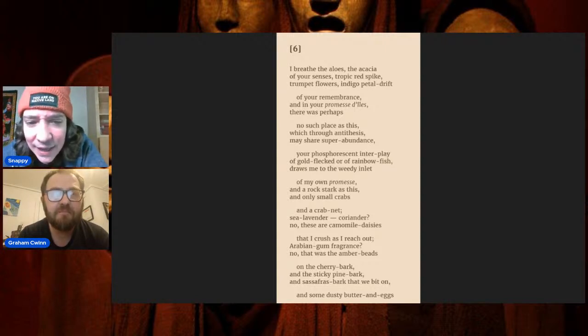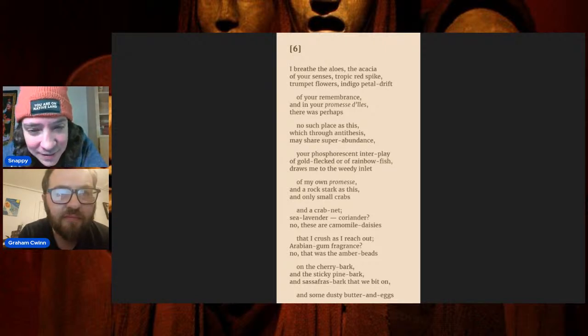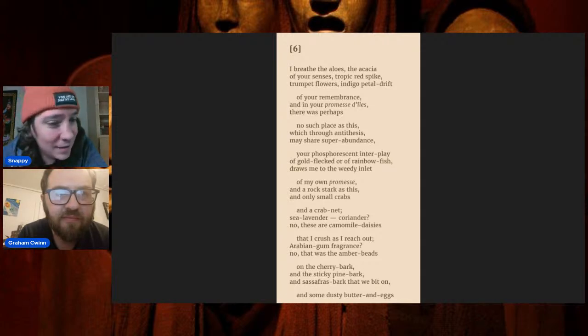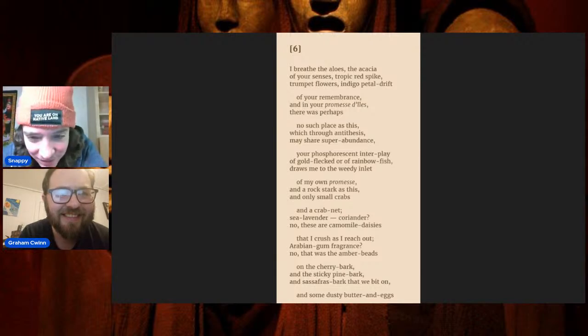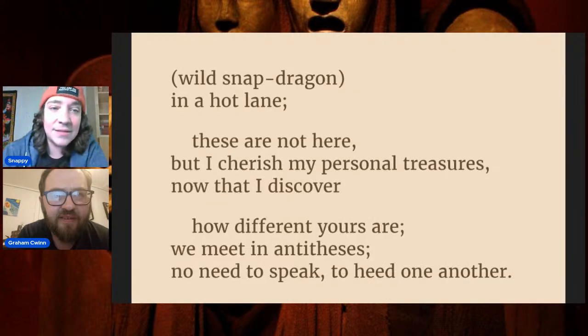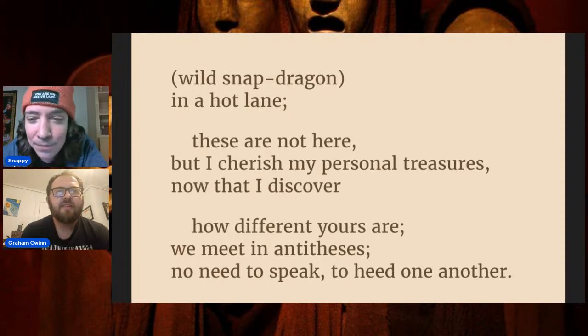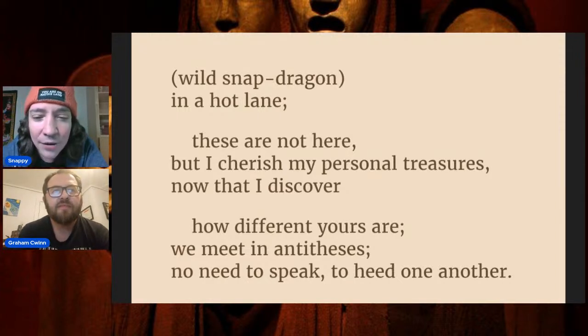Draws me to the weedy inlet of my own promise, and a rock stalk as this, and only small crabs, and a crab net. Sea lavender, coriander. No, these are chamomile daisies. More drugs that I crush as I reach out. Arabian gum fragrance? No, that was the amber beads on the cherry bark and the sticky pine bark, the sassafras bark that we bit on, and some dusty butter and eggs. Wild snapdragon in a hot lane. These are not here, but I cherish my personal treasures now that I discover how different yours are.